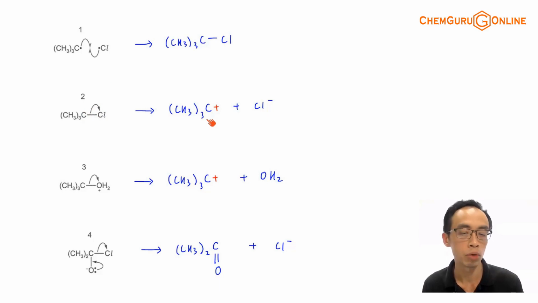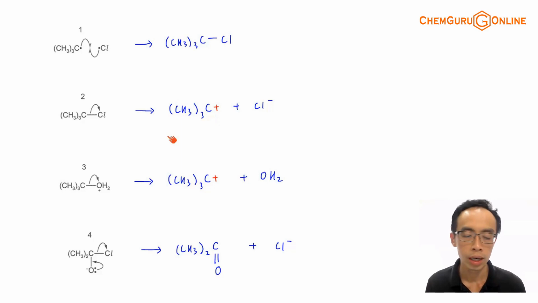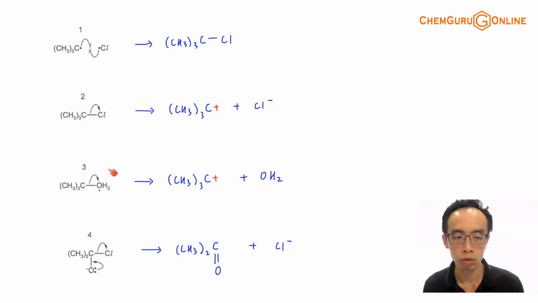So this guy will give me a carbocation. Step number 2, it is part of the answer. How about number 3? Number 3, I have a carbon bonded to an O plus, because this oxygen is bonded to 2 additional hydrogen, oxygen carries a positive charge.